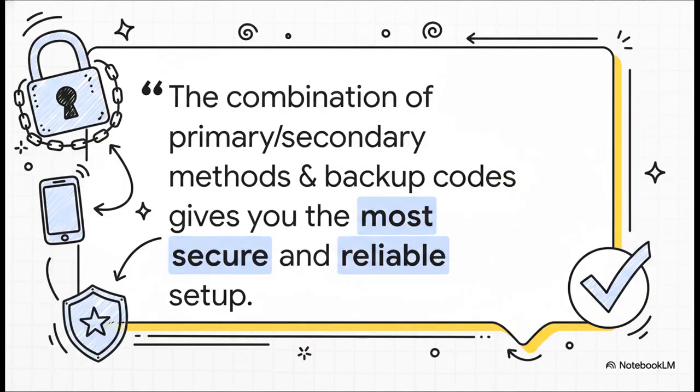And this right here, this quote really nails it. The whole game is about having options. It's about redundancy. You've got your primary method for everyday use, a secondary method as a backup, and those backup codes tucked away for a real emergency. With all 3 in place, you've built a fortress around your account that's not only super secure, but also makes it almost impossible for you to get locked out.